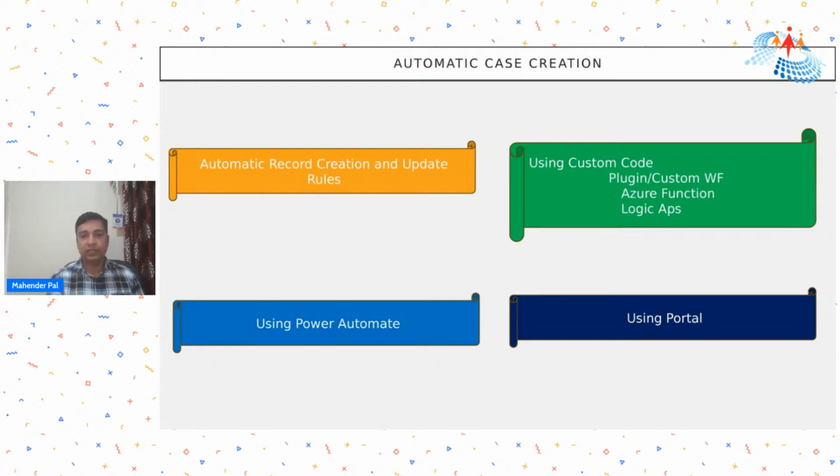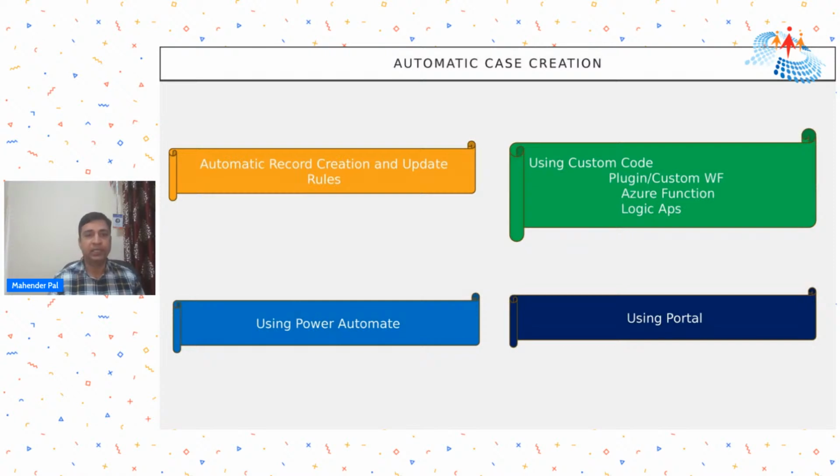There are some ways where we use no-code, low-code approaches to create the cases, and there are some processes where we can write code, which we used to do earlier, and depending on the scenario, we also do nowadays as well. The first option that we have is automatic record creation and update rules.